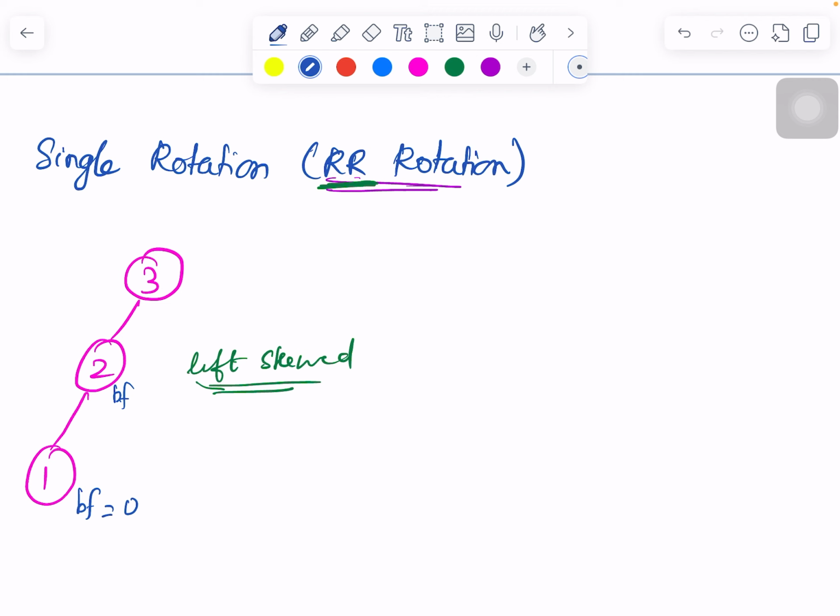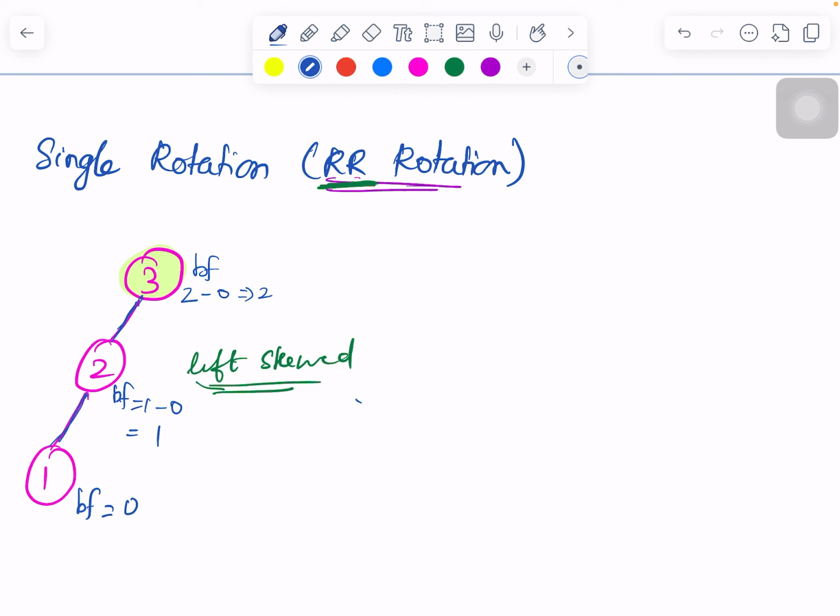For node 2, the height of the left subtree is 1, right is 0. So 1 minus 0, it is 1. Now, what about node 3? For node 3, the left height is 2 minus 0, so it is equal to 2. So at this node 3, the property is getting violated, right? The balancing factor is not satisfied.